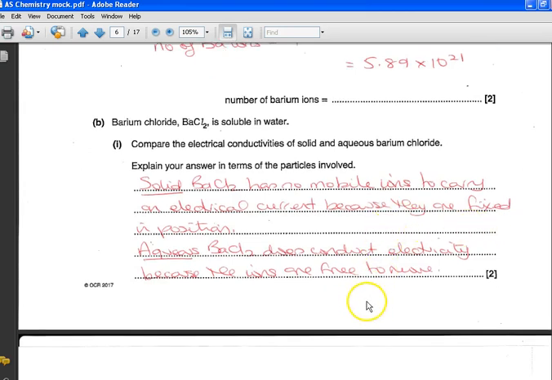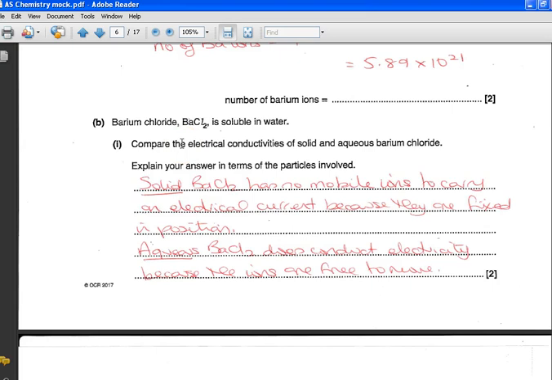Okay, we're looking at electrical conductivities of solid and aqueous barium chloride. Some of you were talking about molten barium chloride, which is not the same thing. Obviously, molten barium chloride is when you have the compound and you heat it up to the extent that it melts. Aqueous barium chloride means it's dissolved in water. So be careful with your terminology, it's absolutely crucial.